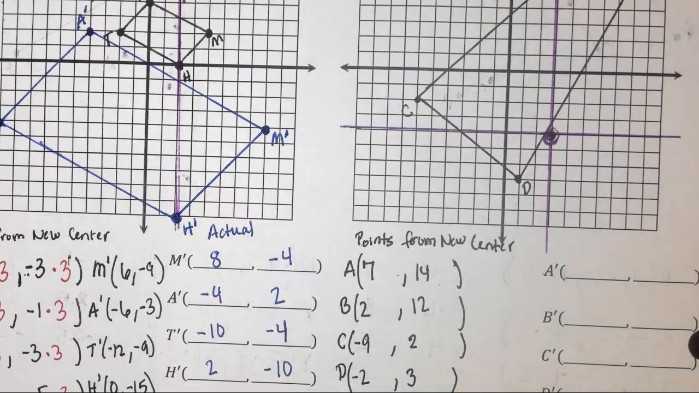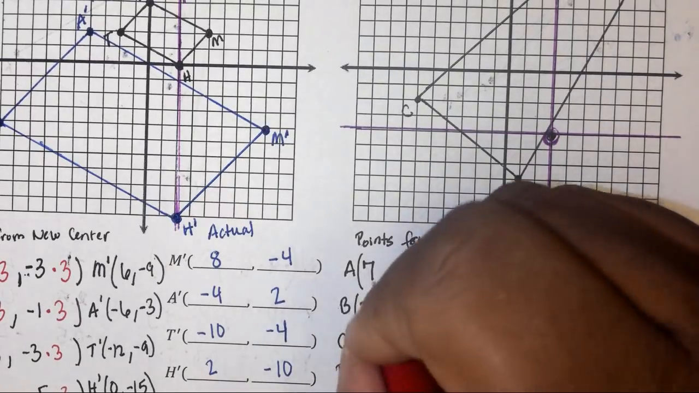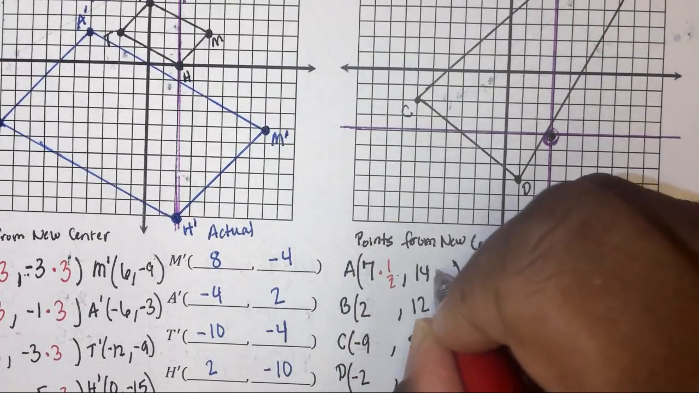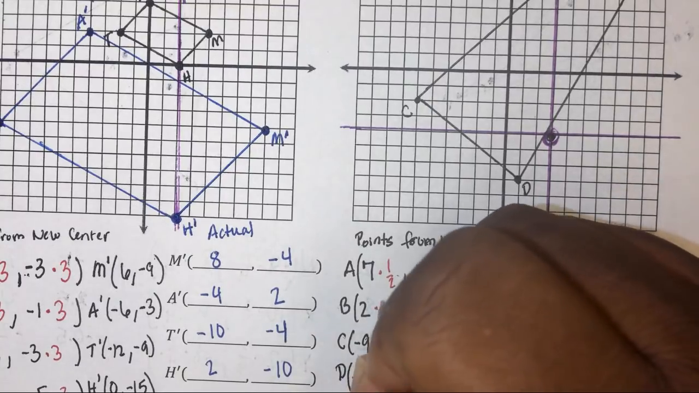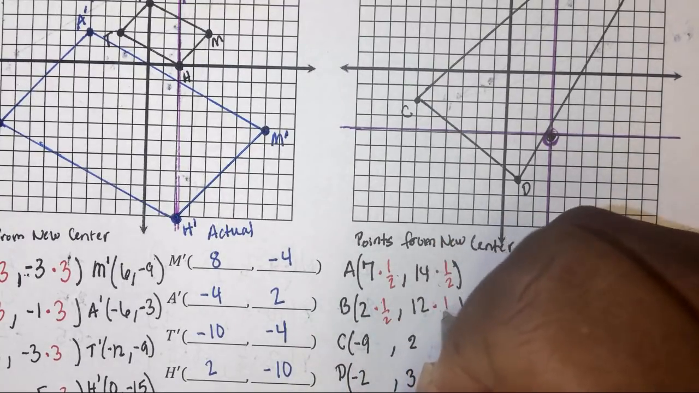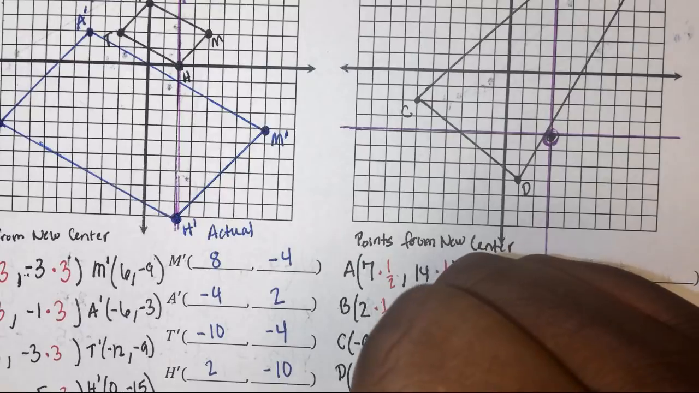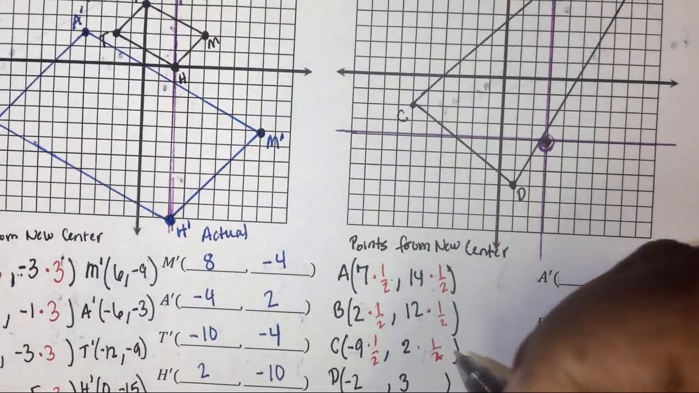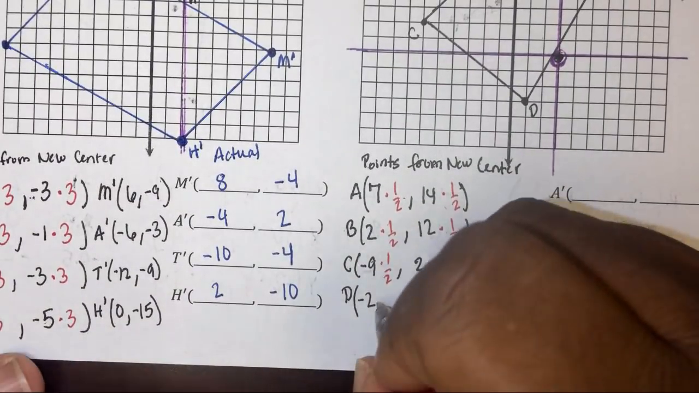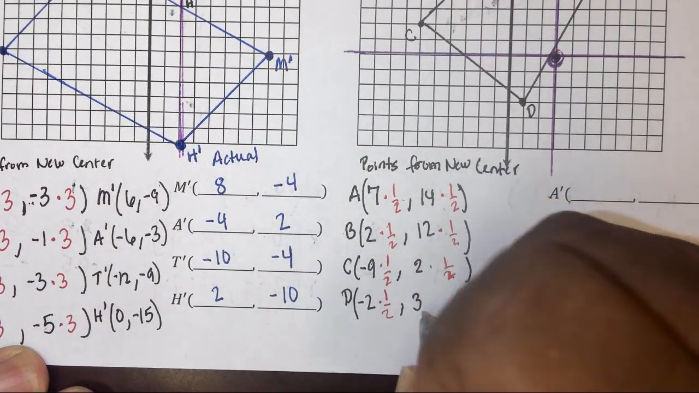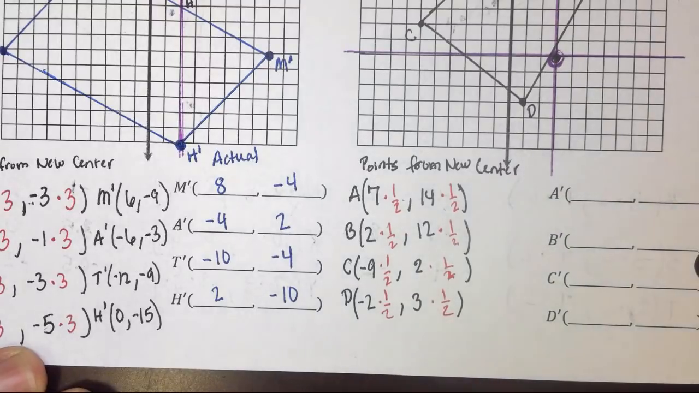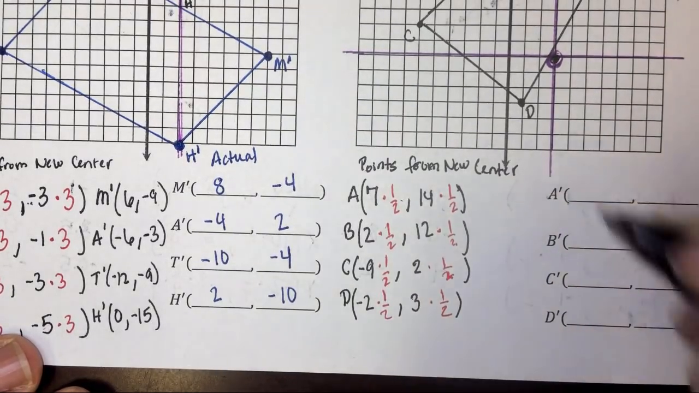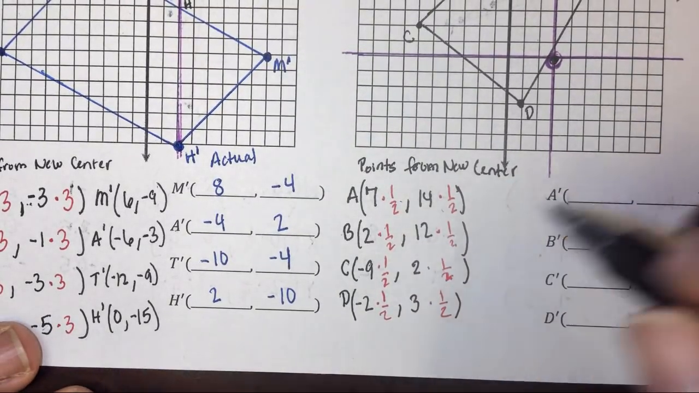And then hit them with your scale factor. Scale factor is 1/2, so times 1/2 on each of these values. Alright, you're going to get some decimals here. It's going to be alright, though.